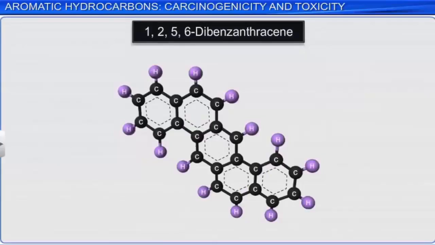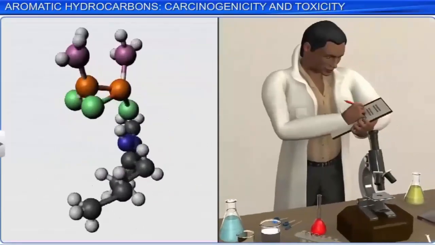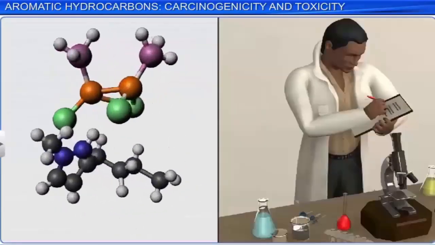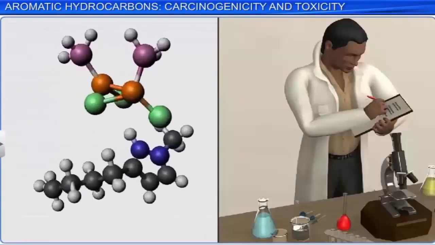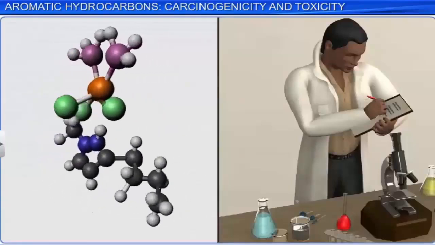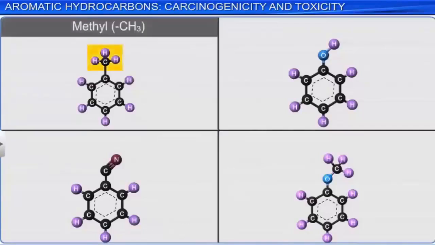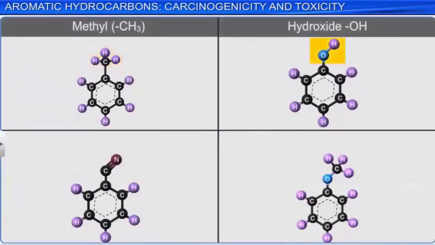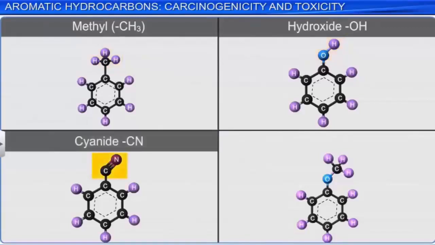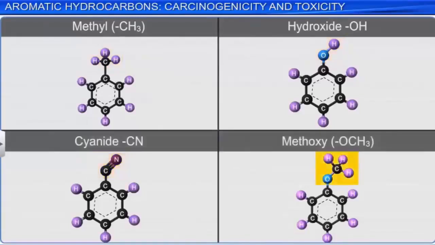There is no general method by which we can predict which polynuclear hydrocarbons will be carcinogenic. However, it is found that the number and position of certain groups such as methyl, hydroxyl, cyanide, and methoxy in these compounds give rise to carcinogenic tendencies.